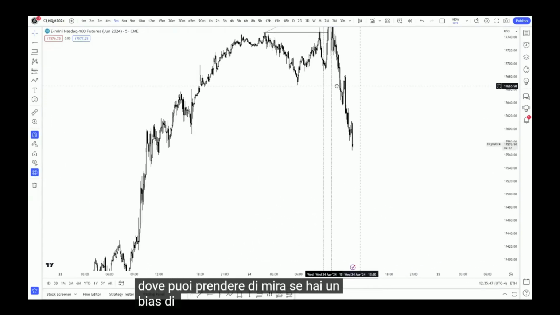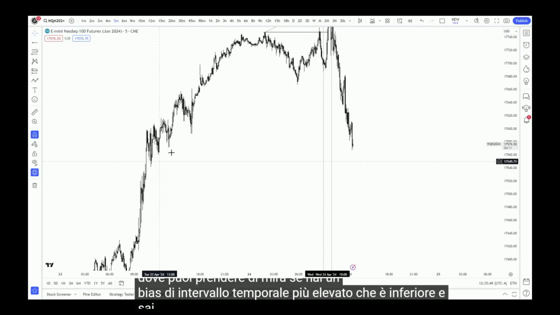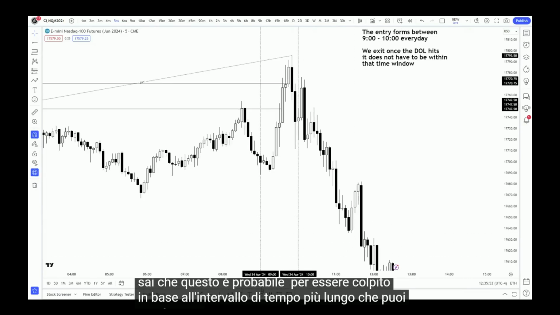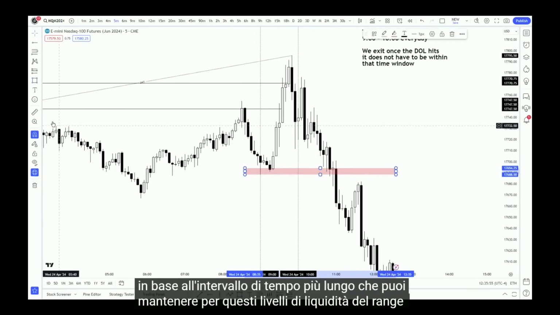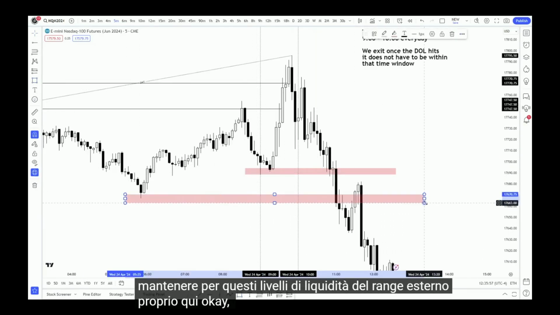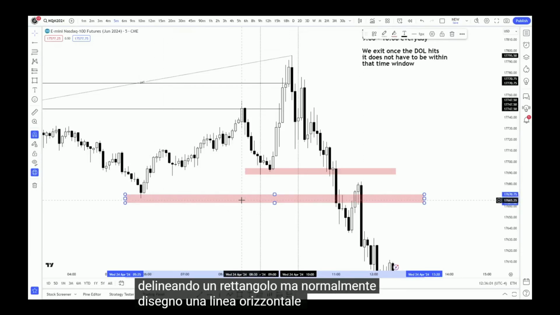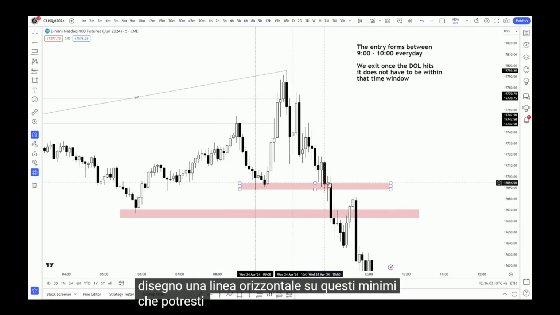If you have a higher time frame bias that's lower and you know that this is likely to get hit based on the higher time frame, you can hold for these levels of external range liquidity right here. Okay, I'm just marking out a rectangle, but normally I draw out a horizontal line on these lows. You could be targeting that.